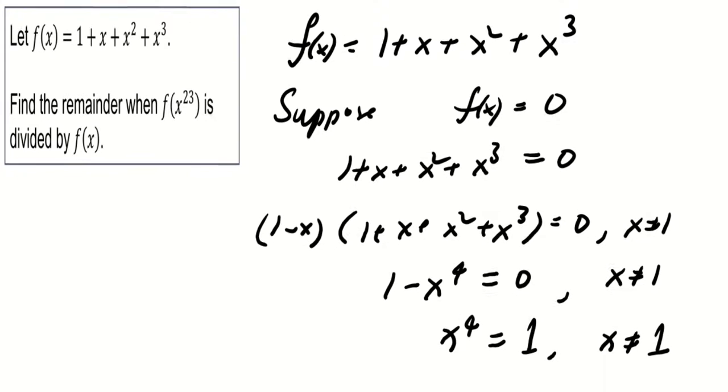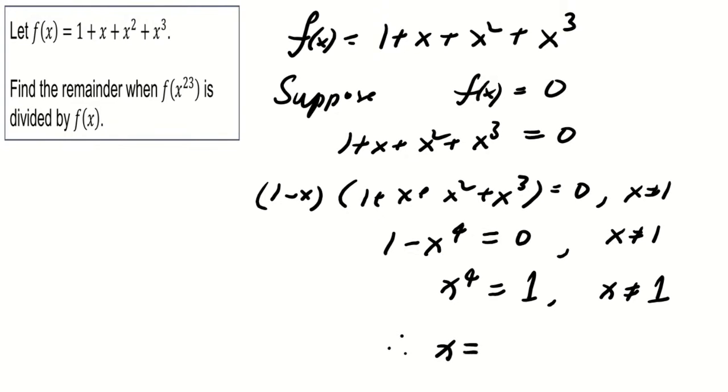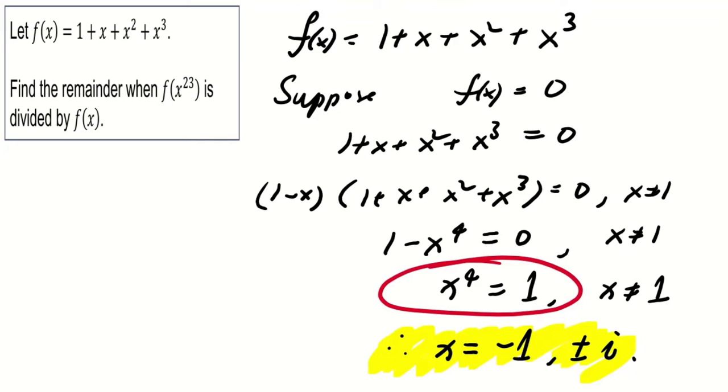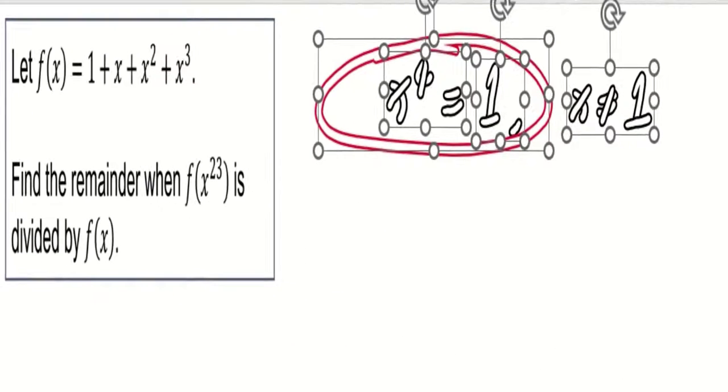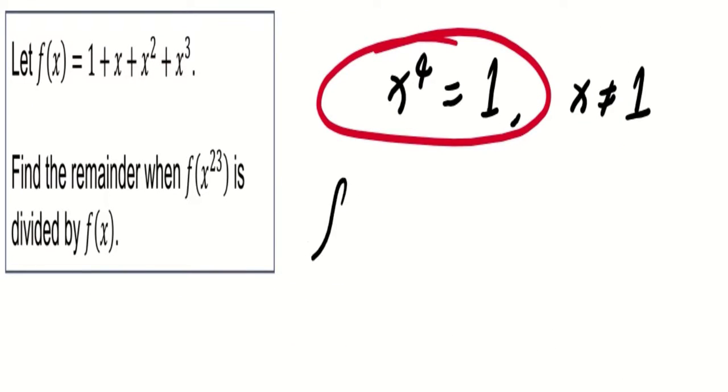So from here, we know that x is actually equal to -1 plus or minus i. Actually, we do not need to use the result here. What is important is that x to the power 4 is equal to 1. Now we want to understand what is f of x to the power of 23.